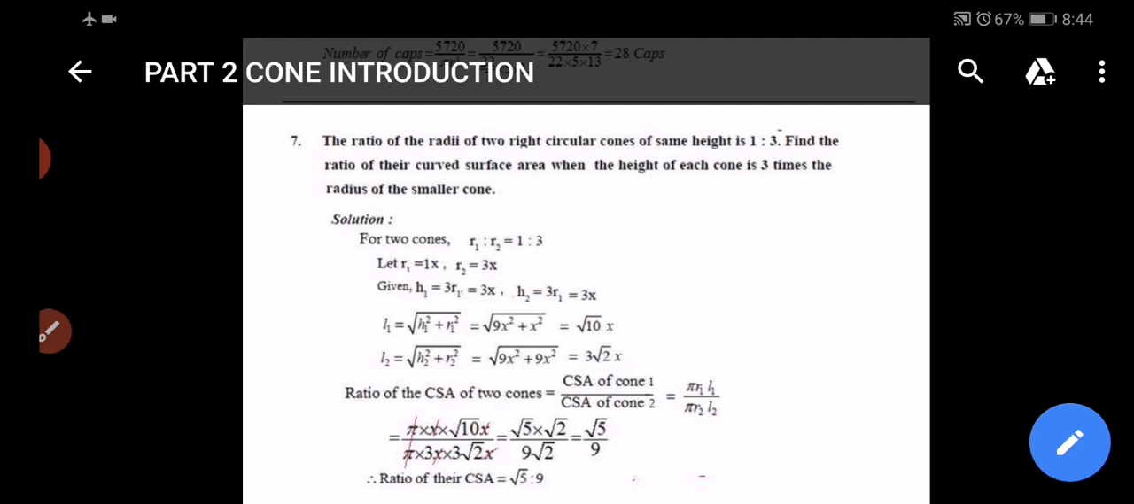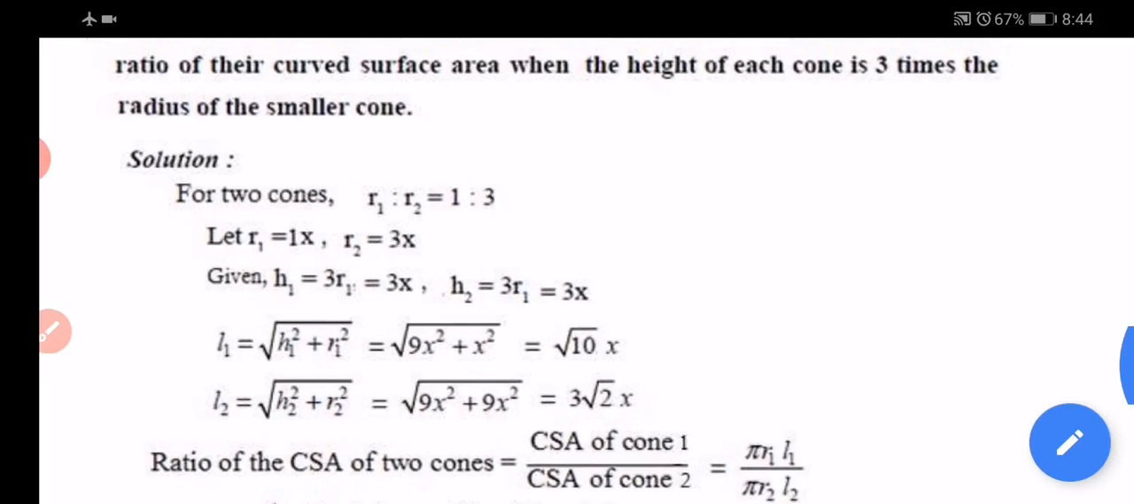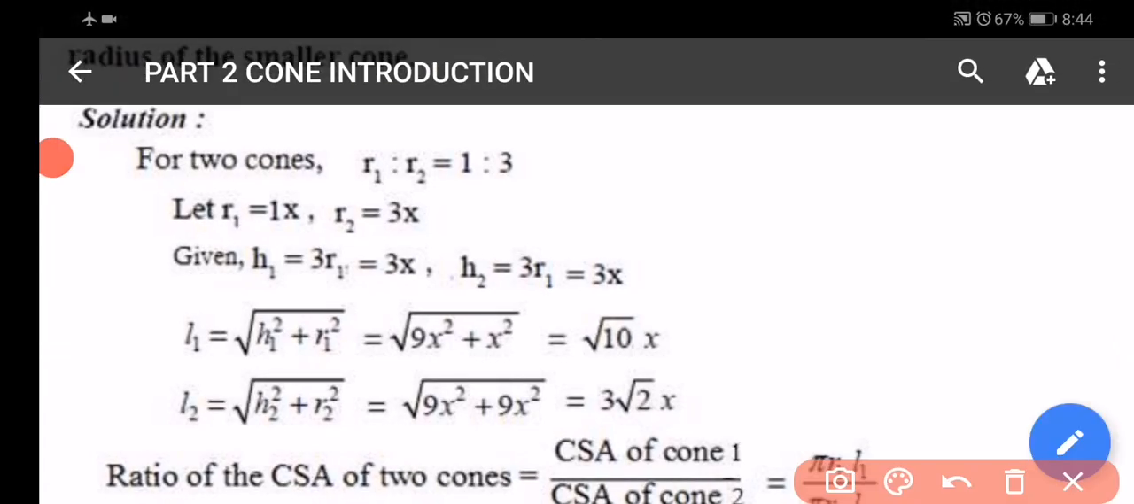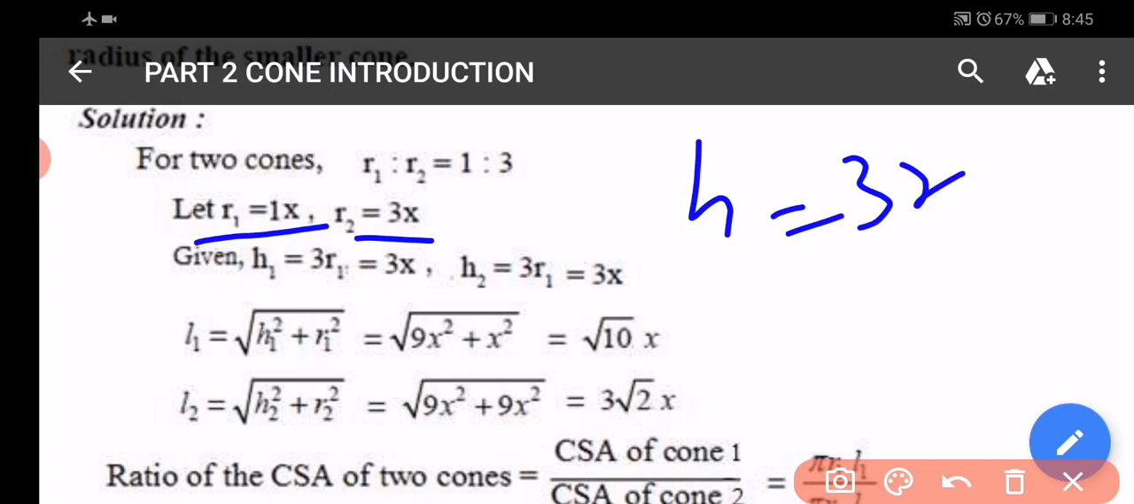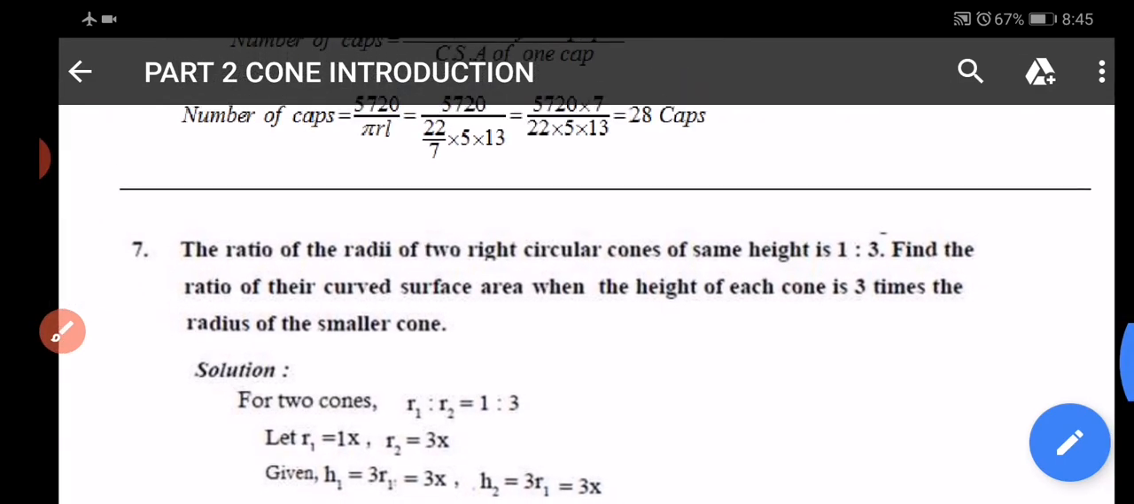So in the sum which is given, first, the radii of the two cones, r1 is to r2 is equal to 1 is to 3. That means r1 equal to x, r2 equal to 3x, and the heights are equal. That means h1 equal to h2. So h is equal to 3 times its radius. That means h1 equal to 3 r1, that is 3x. h2 equal to 3 r1, h2 equal to 3x. It is 3 times the radius of the smaller cone.